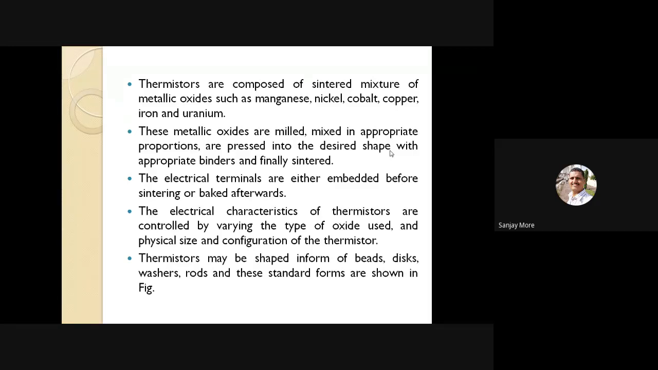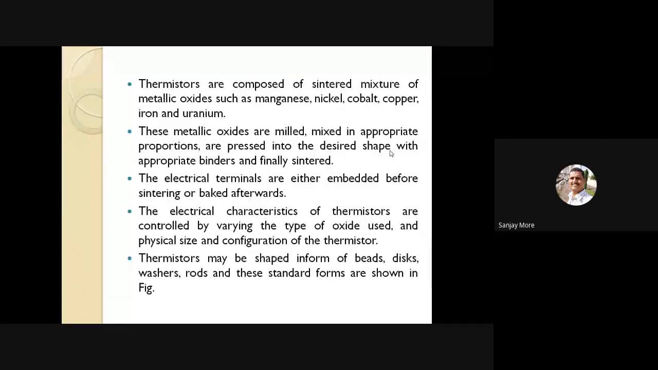Roll number 53, 50, 32, Saurabh Nikam, these are absent for today's lecture. Full stop and next line. 31, Jaydev Nanavare also absent.